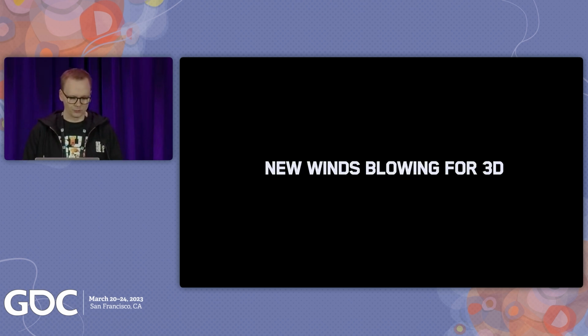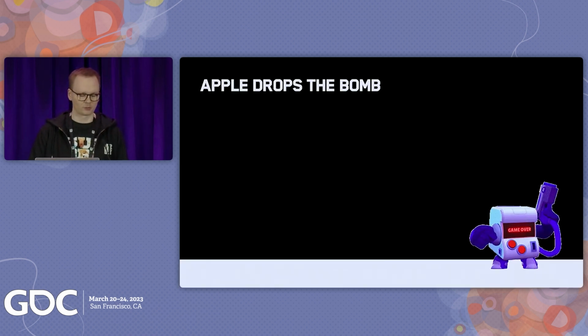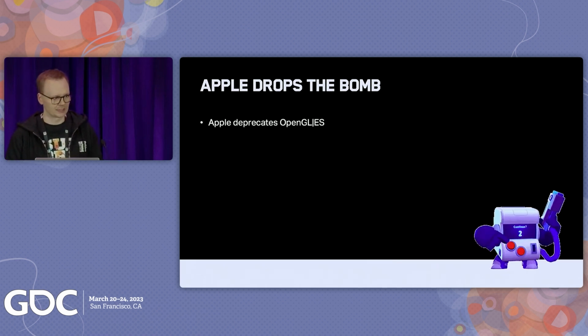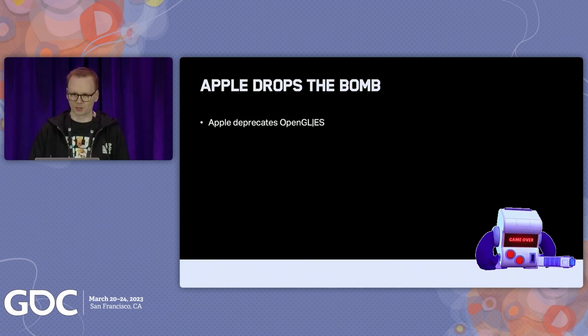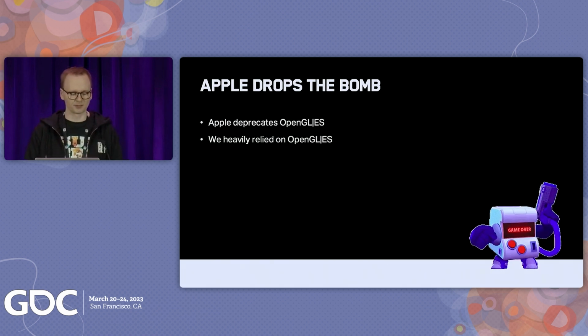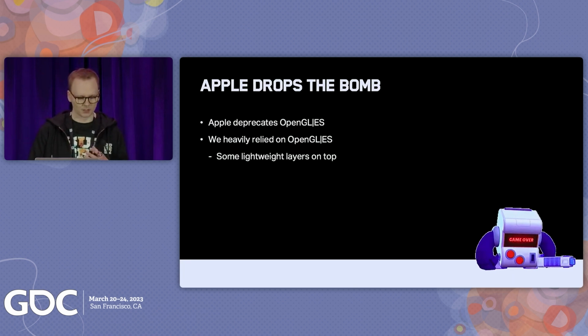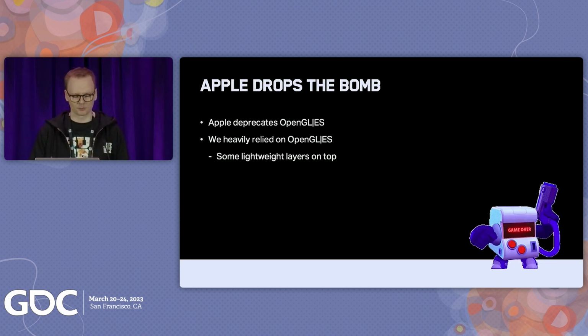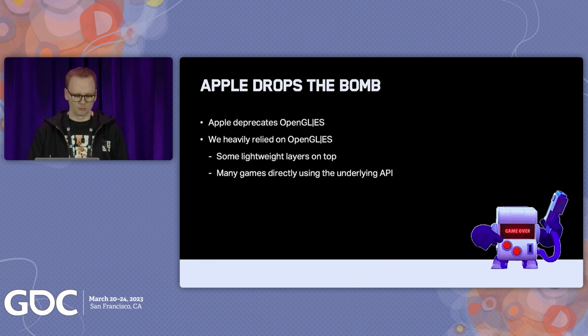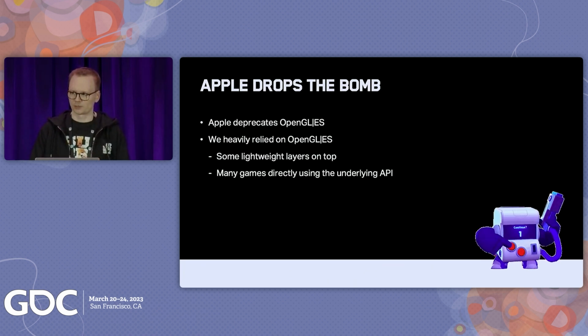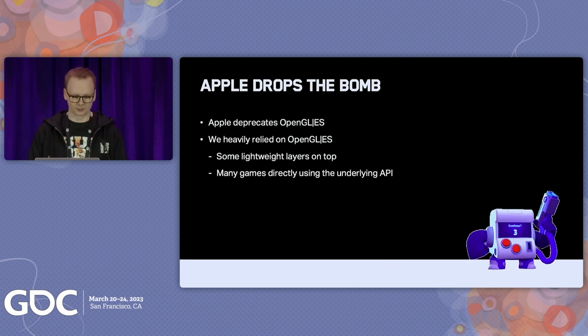So then some new wind started blowing for 3D. And one of the big things that happened was that Apple decided to drop a bomb when they deprecated OpenGL ES. This was a huge problem for us because we heavily relied on OpenGL ES. Pretty much all of our rendering was built directly on top of it. We had some lightweight layers on top of OpenGL ES, but a lot of the games were also directly calling into the underlying API.